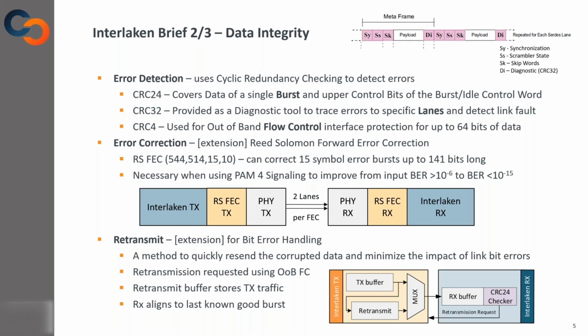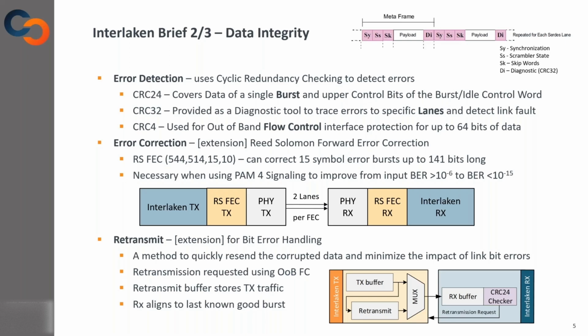And finally, the retransmit, which is a way of Interlaken self-correcting these errors when they occur. If a CRC24 checker indicates that there's an error in a data burst, it will ask the transmitter through the out-of-band flow control for a retransmission. And how that happens is that the transmitter keeps in a transmission buffer a copy of the data that it has sent, some amount of data, overriding it continuously.